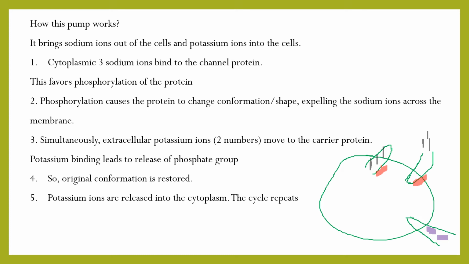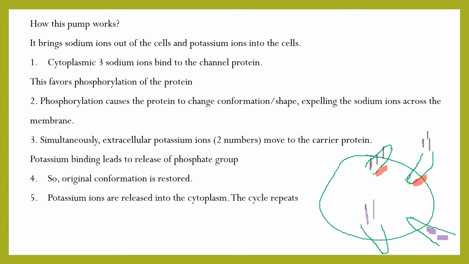So immediately when these potassium ions are attached and the phosphate group is released from this protein, its shape is restored back. So it looks like this. At the outer side, it will be closed, and at the inner side, it will be open. Therefore, these potassium ions are released into the cell.